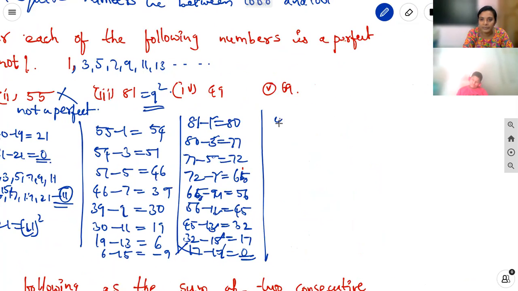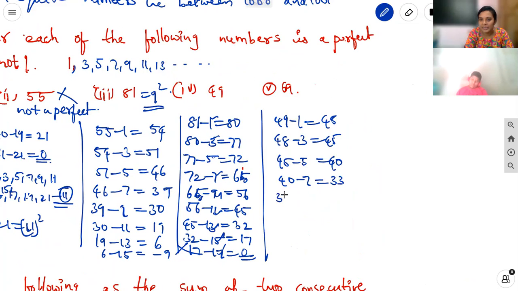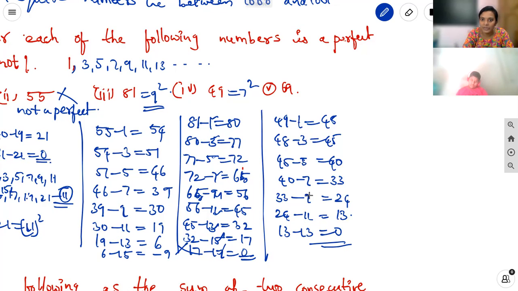For 49: 49 minus 1 is 48. 48 minus 3 is 45. 45 minus 5 is 40. 40 minus 7 is 33. 33 minus 9 is 24. 24 minus 11 is 13. 13 minus 13 is 0. So 49 is 7 squared. Why? Because there are 7 odd numbers, 1, 2, 3, 4, 5, 6, 7, so 7 squared. Here 9 odd numbers are there, so 9 squared.